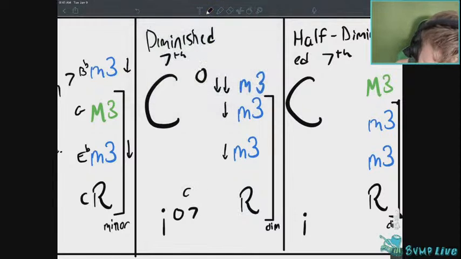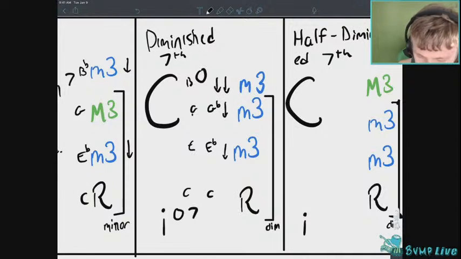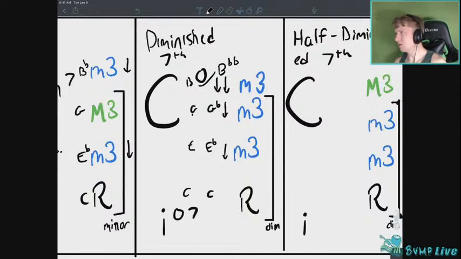I'll just draw out the notes themselves. So C, E, G, B. So the note names for a diminished seventh chord would be C, E flat, G flat, and the last one, which is kind of a tricky one, ends up being B double flat. Double flat? What the heck is a double flat?